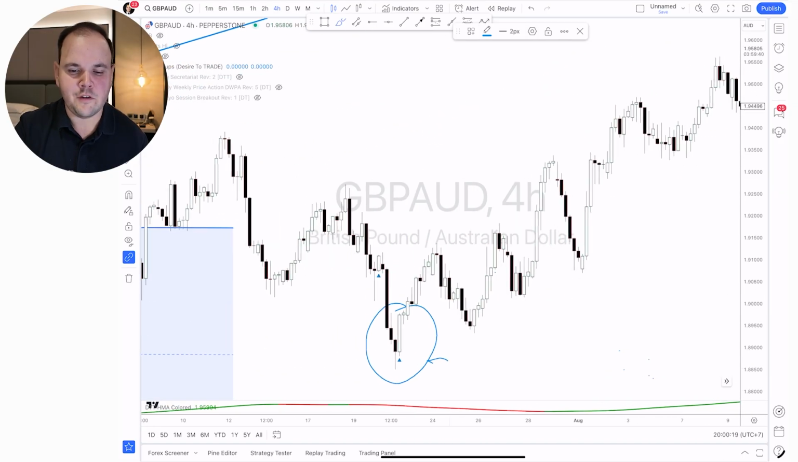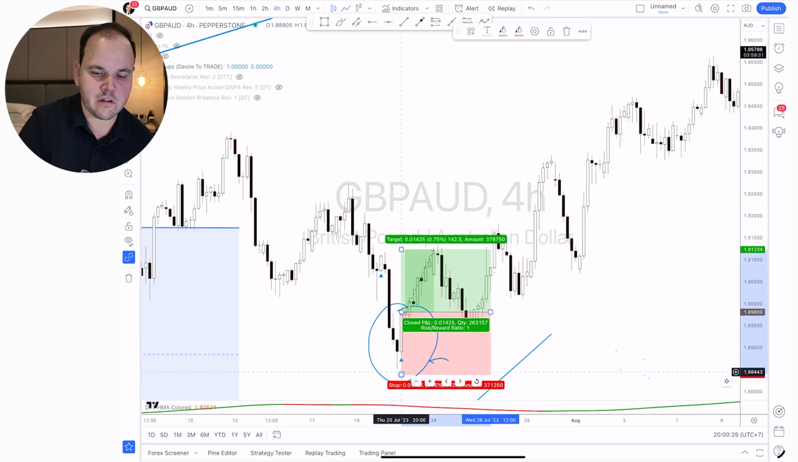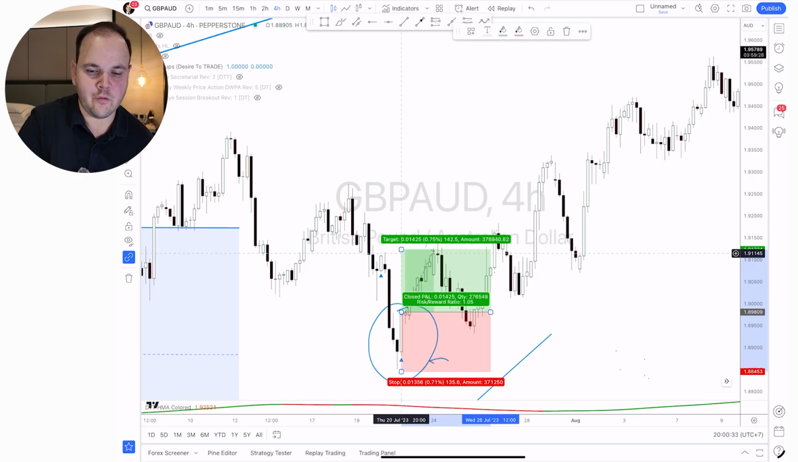The way this works, I've covered this in many videos in the past. We enter above the high, right here of the engulfing candle, stop loss below the low. And we target a take profit of 1 to 1.